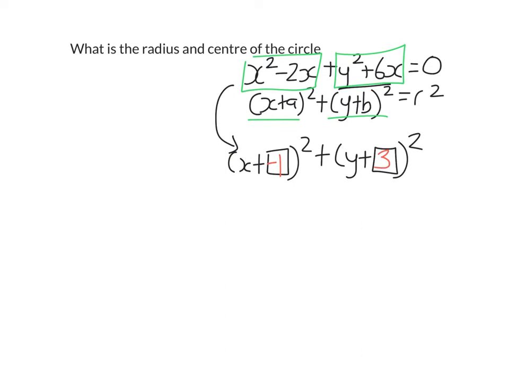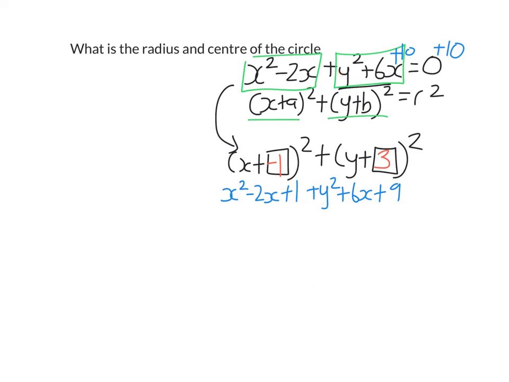Now the problem is, of course, that this expression here does not quite equal that expression here. If I were to expand this, (x − 1)², I would get x² − 2x + 1. Similarly, if I were to expand (y + 3)², I'd get y² + 6y + 9. So this is not quite the same as that. In fact, this and this are almost the same, but here I've added 10. So what I need to do, so it's the same as this equation here, is I need to add 10 to both sides.